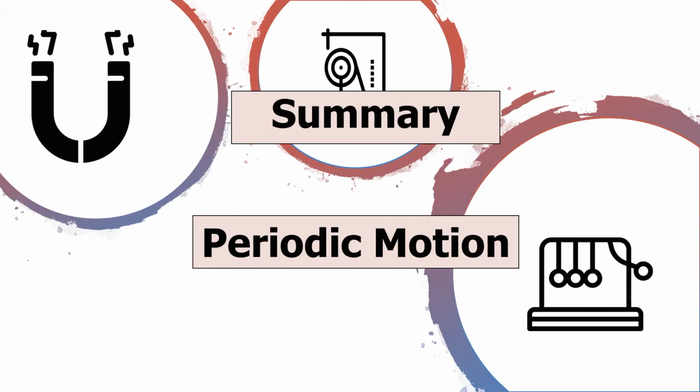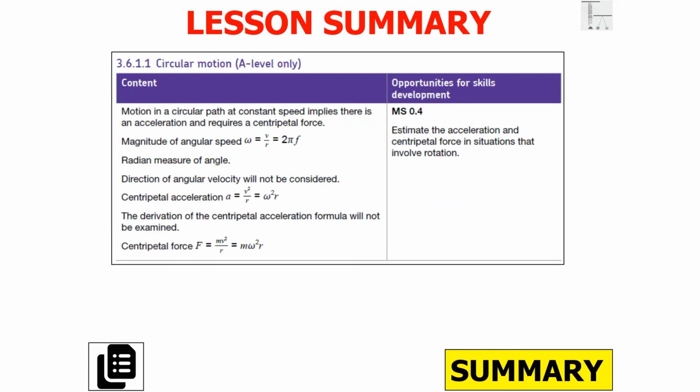So let's summarize what we've looked at in this revision session. We know circular motion. Motion in a circular path at a constant speed implies that there's an acceleration and requires a centripetal force. The magnitude of the angular velocity is equal to omega equals 2 pi f, or v over r. We can measure the angles in radians. We know the direction of the angular velocity will not be considered as constantly changing. The centripetal acceleration is equal to v squared over r, or omega squared r, and centripetal force is equal to mv squared over r equals m omega squared r.